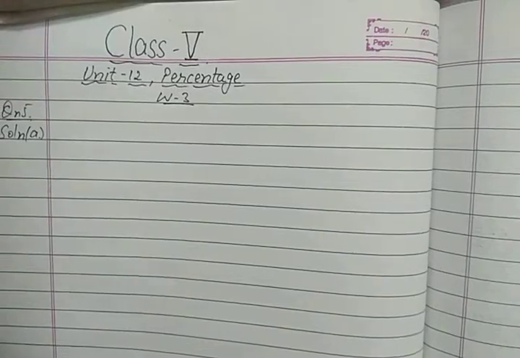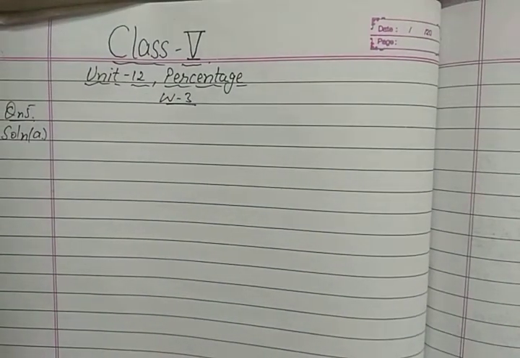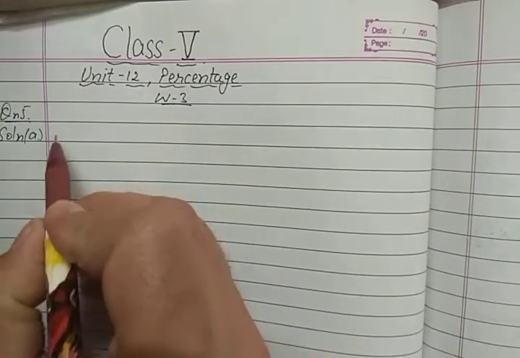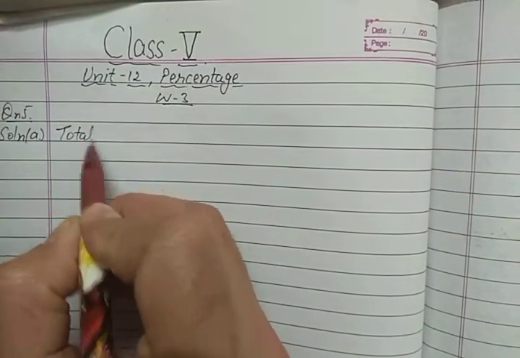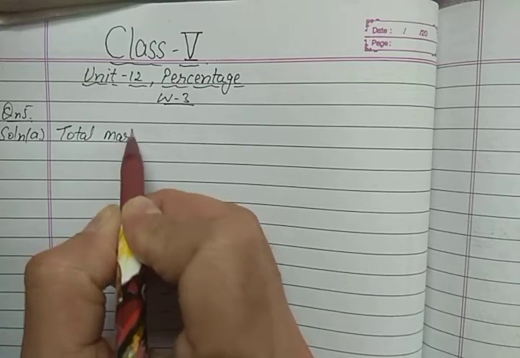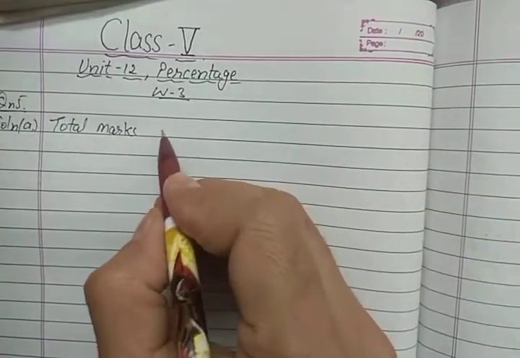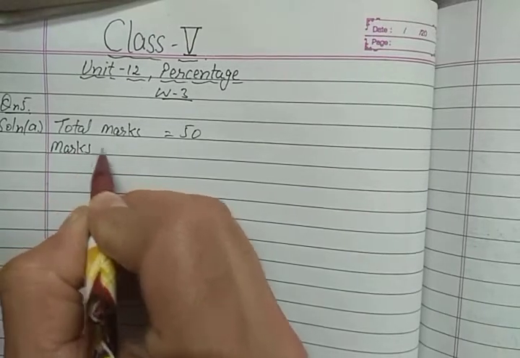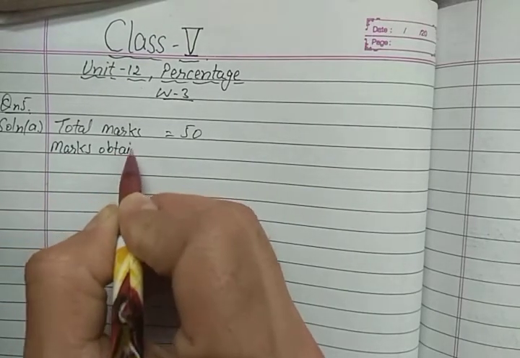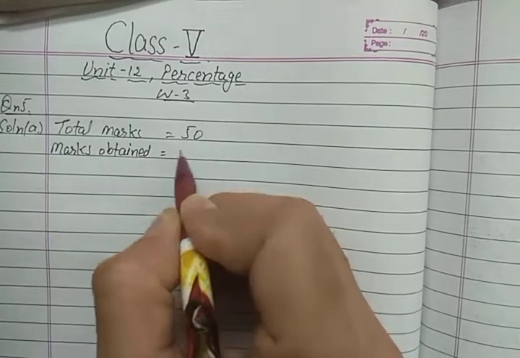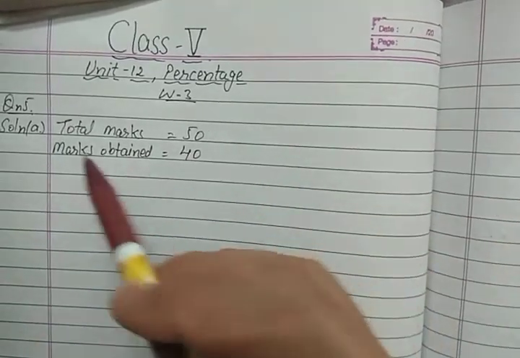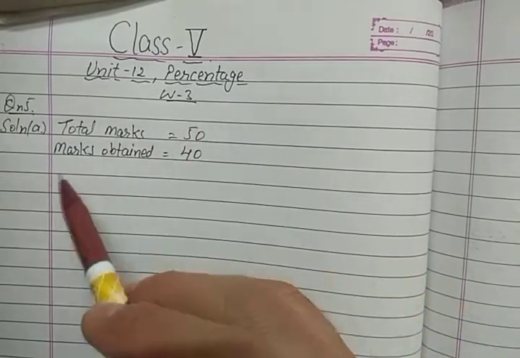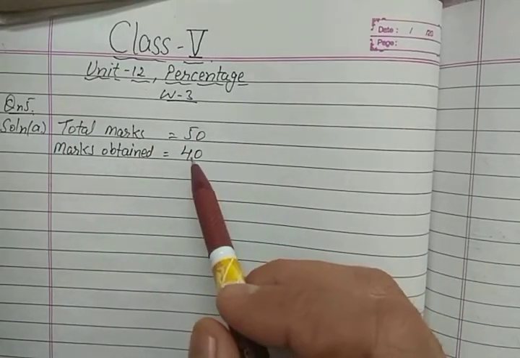So here what is given? Rima scored 40 marks out of 50. So total marks is 50, and marks obtained is 40. That means total 50 marks का मैथमेटिक्स टेस्ट था और उसमें से रीमा के आए 40 मार्क्स.